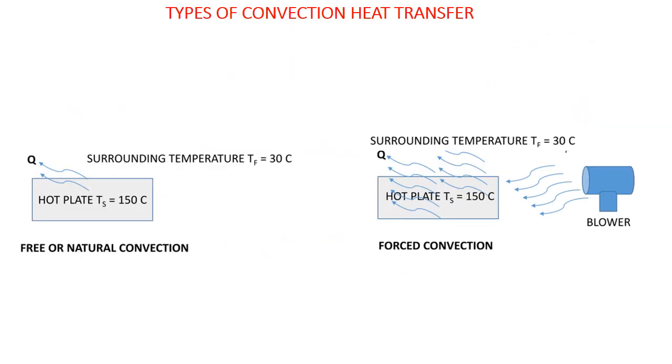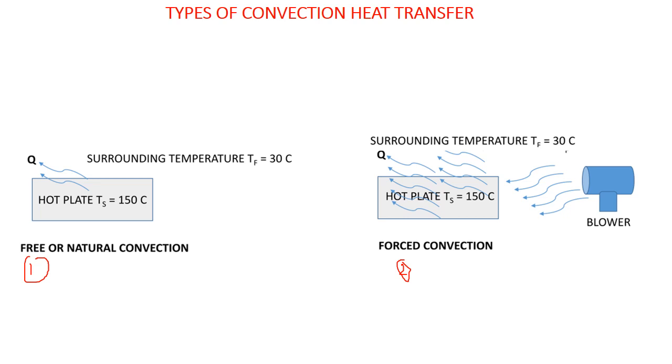Again, there are two types of convection heat transfer. What are they? The first type is free or natural convection. Another type is called forced convection. So there are two types of convection heat transfer: free and forced. I am just going to explain using these simple diagrams.